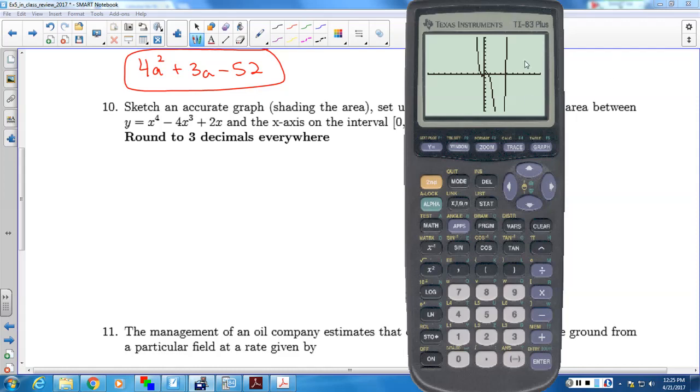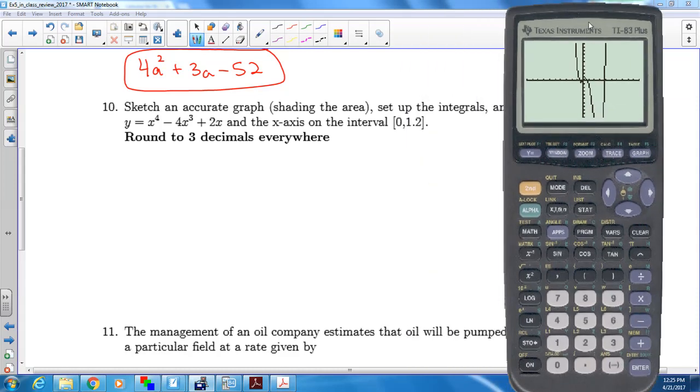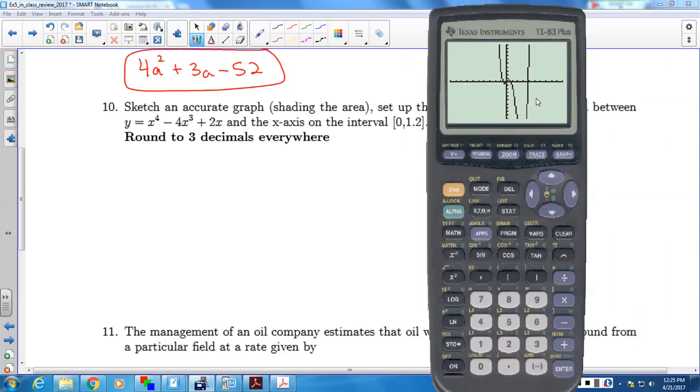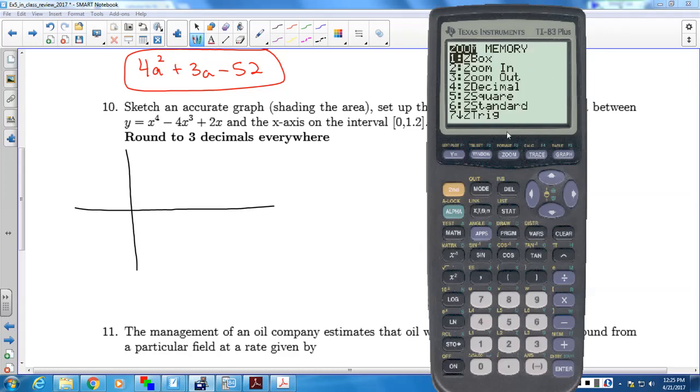Alright, so that's kind of small in there. And then I can't see the bottom of the graph either. What am I doing this from? I'm doing this from 0 to 1.2. Alright, so I'm going to kind of draw this. So I'm going to zoom in on that little part right there. I'm going to zoom box.